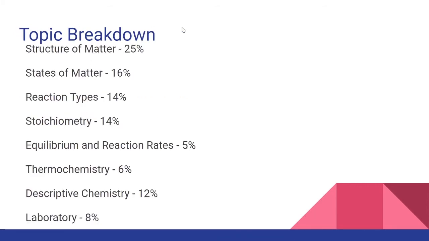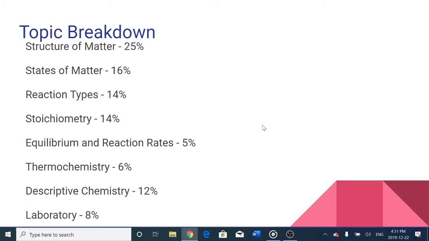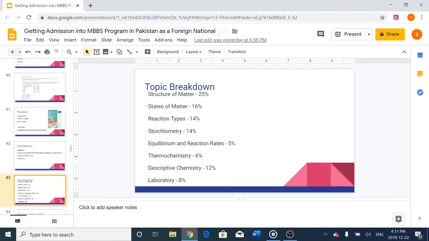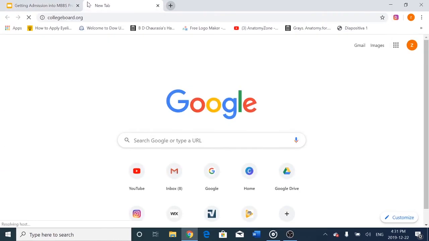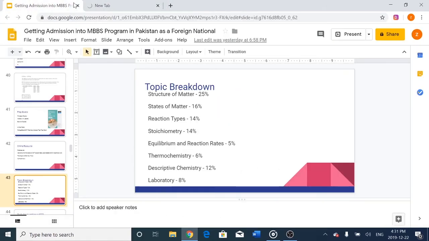Now, let's talk about the topic breakdown, and for this, I'm actually going to go on the College Board website. How about that? Let's go. College Board, yay. Okay, so we're essentially looking at topic breakdown. Structure of matter, 25%. States of matter, 16%. Reaction types, 14%. Stoichiometry, 14%. Equilibrium and reaction rates, 5%. Thermochem, 6%. Descriptive chemistry, 12%. Laboratory, 8%.